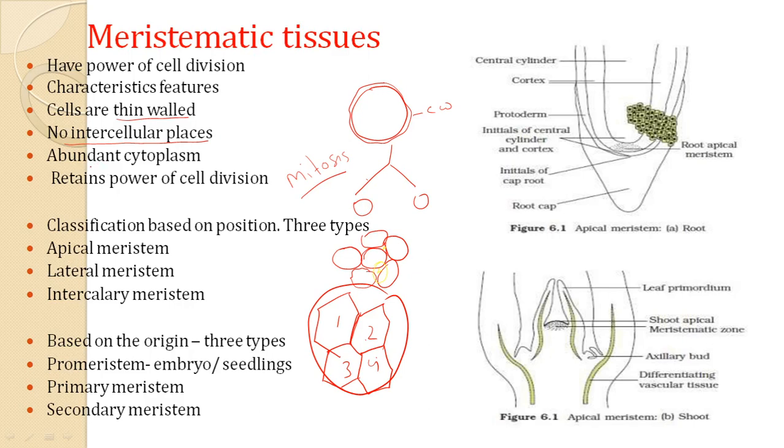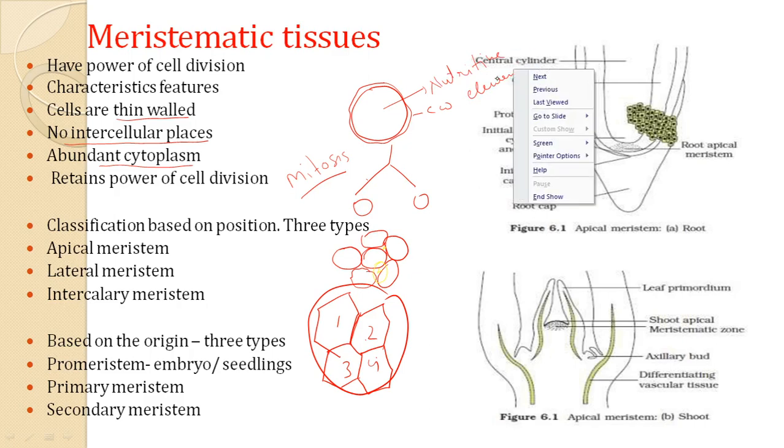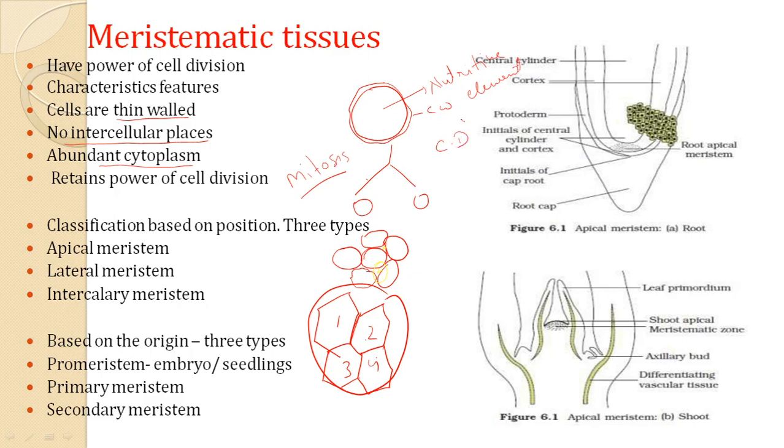The third important thing is that there is abundant cytoplasm. That is, the space of the cytoplasm is large, and this space contains nutritive elements. These nutritive elements help to perform the process of cell division. Cell division requires nutrition, and this requirement is filled by the cell itself. So the cytoplasm is large in space and also very dense.